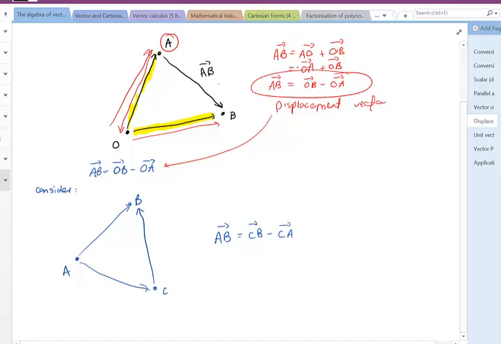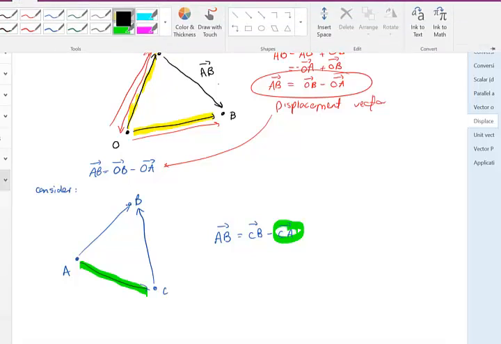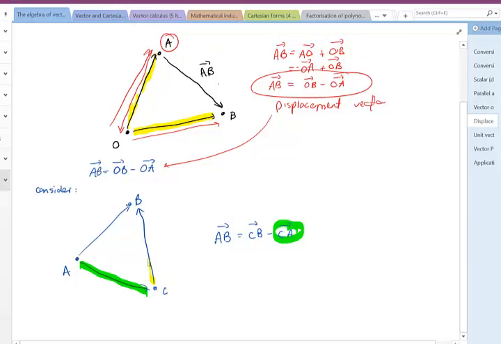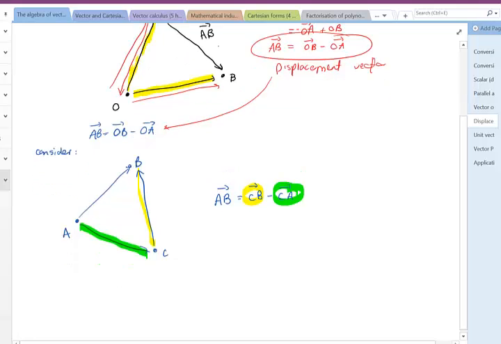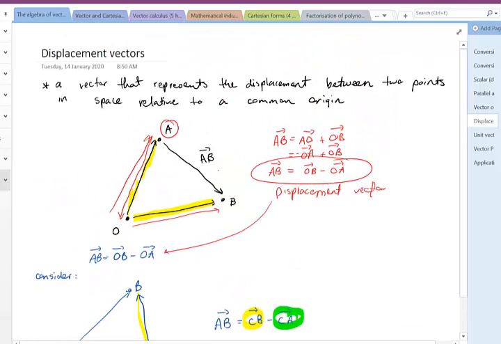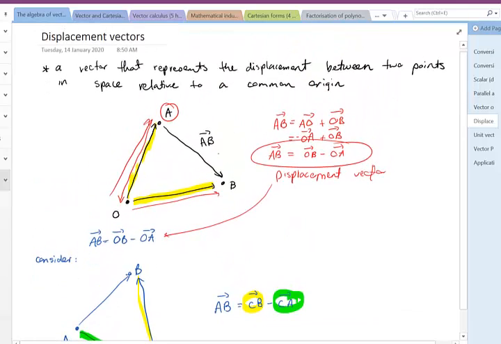So we can see this again. We go A to C, which is the same as negative CA, which we have here. We go C to B, which is what we have here. Okay, so that's our basic definition of a displacement vector.